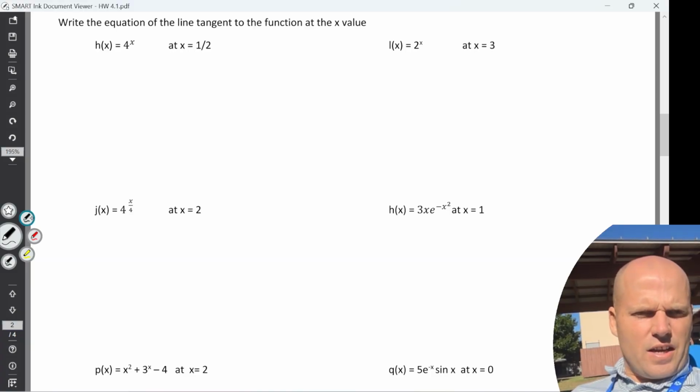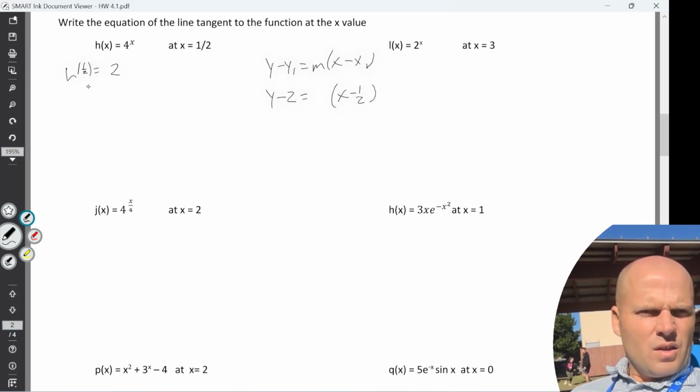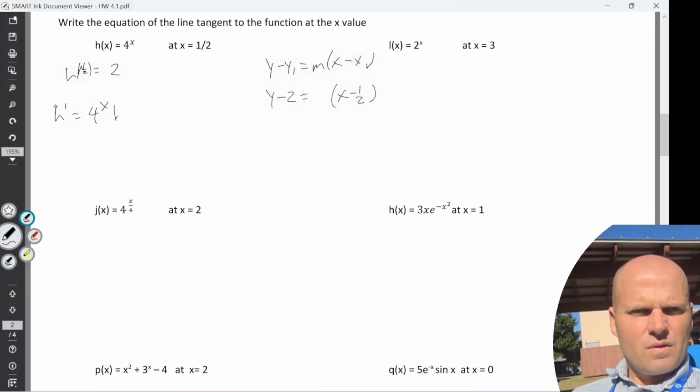Cool, equations of tangent lines. Remember, we need a point and a slope. Plug in x, get a y. Find the slope equation. Plug in x, get an f.